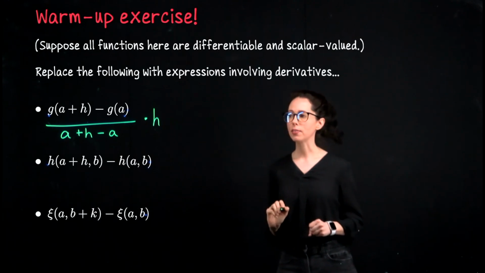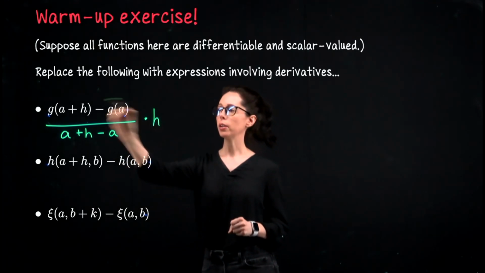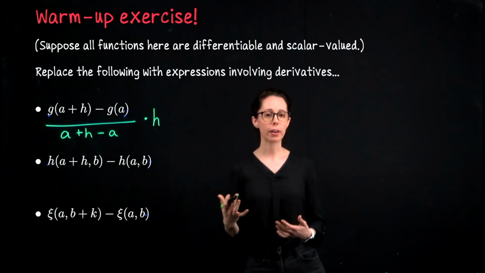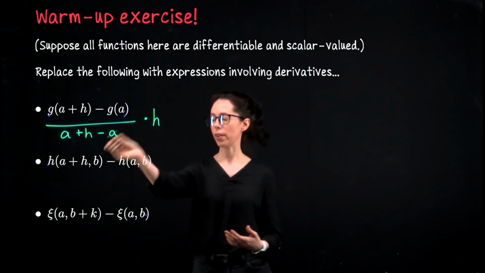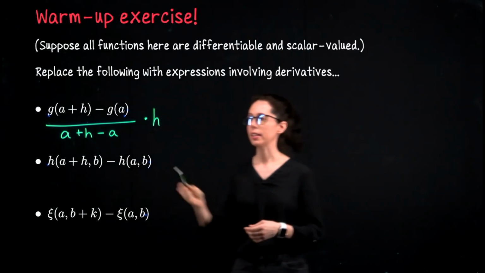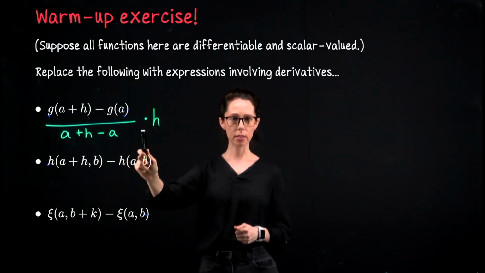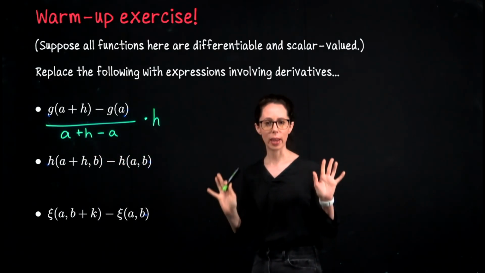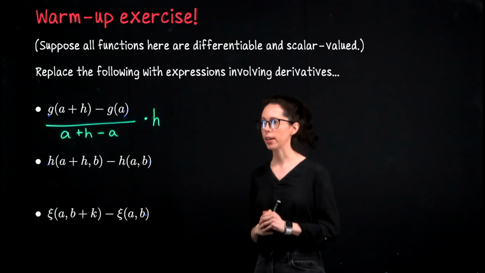Okay, so now all I've done is take this expression that we started with, g at a plus h minus g at a, and I've multiplied it by a very fancy version of the number 1, so h divided by h. What we have here is change in outputs divided by change in inputs. This looks like a difference quotient. There's no limit happening here, though. H is a fixed number greater than 0.